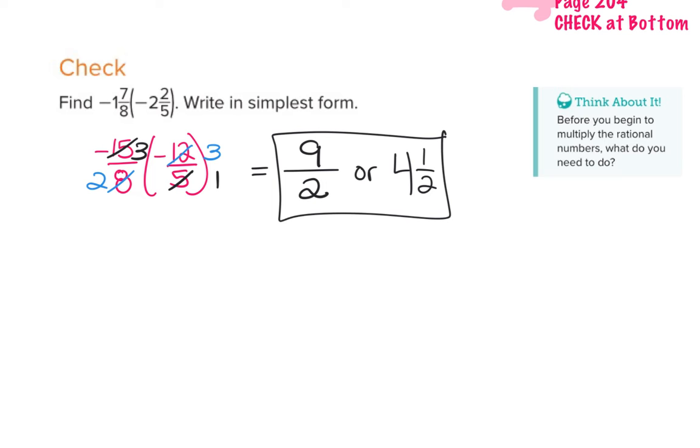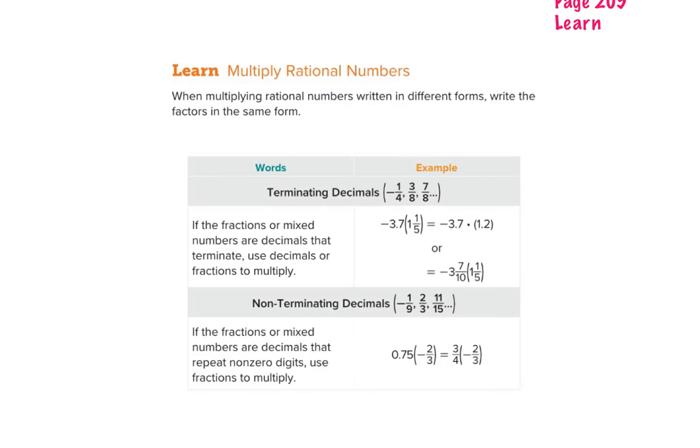If I had done 4.5, that would have been fine as well. Because each of these are terminating decimals, if we turn them into decimals, we could work this one out in decimal form as well. I just found fractions easier on this one. Make sure to give yourself a star if you got this one correct.